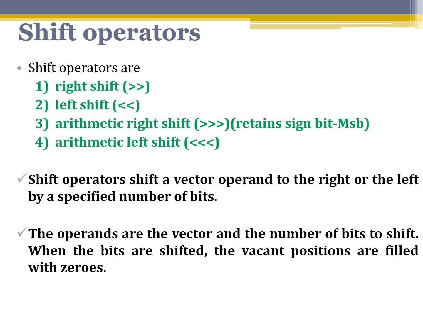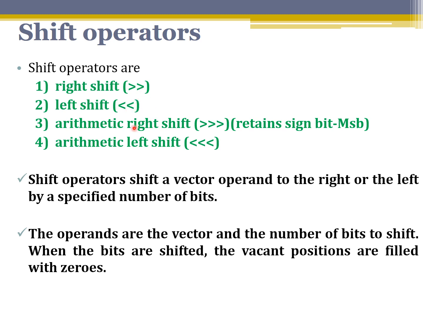Let us see the next class of operators, that is the shift operators. The shift operators in Verilog are: the right shift, which is two greater-than symbols, and the left shift, which is two less-than symbols. We have the arithmetic right shift, which is three greater-than symbols, and the arithmetic left shift, which is three less-than symbols. The first two are the basic, normal shift operators. We have two greater-than symbols because a single greater-than or less-than is a relational operator. So these are logical shifts.